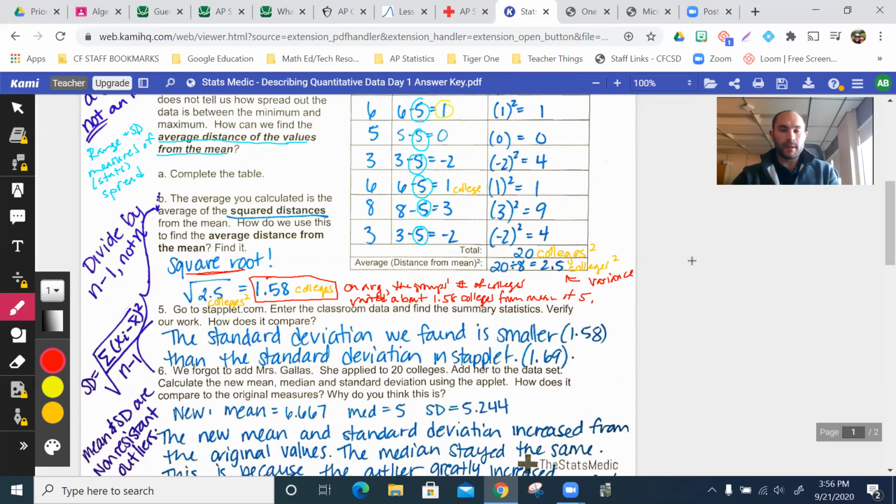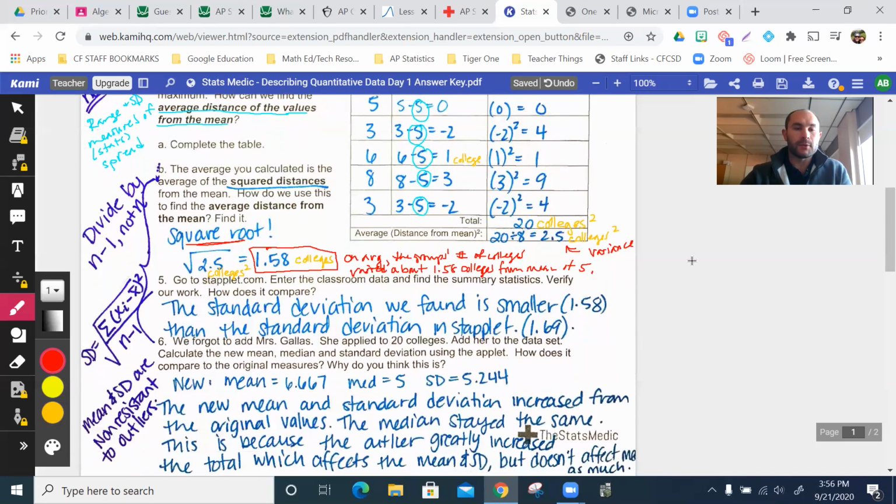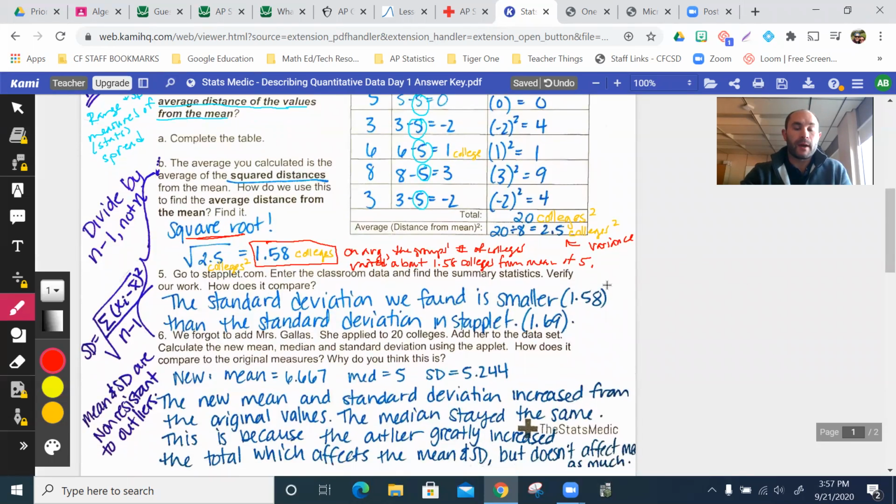Or you could say it, I don't have room, you could say the average distance to the mean of 5 was 1.58 colleges. So that would be another way of saying that. I like the way that's said too, so either way is fine. The average distance to the mean is 1.58 colleges. That's the interpretation of the standard deviation, so we have to know what that means.